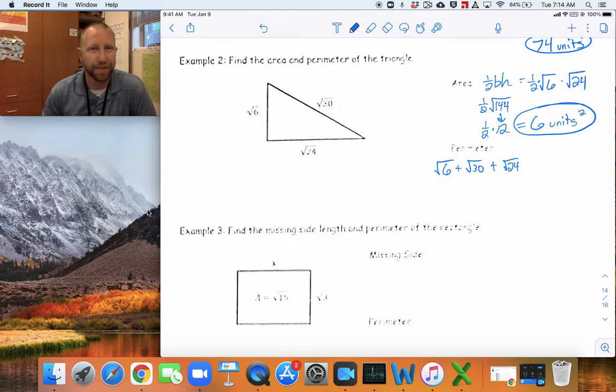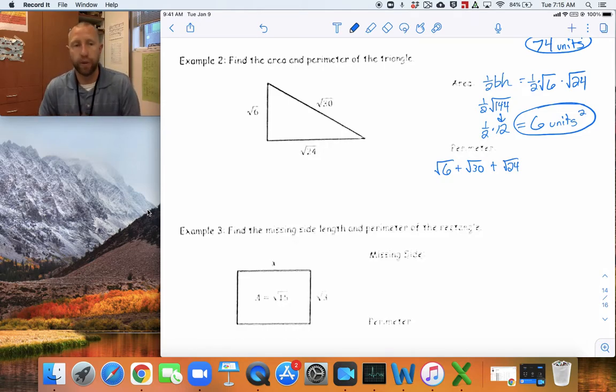The only factors of 6 are 3 and 2, and 6 and 1, and none of those are perfect squares. So I'll move on to radical 30. For radical 30, I've got 3 times 10, I've got 5 times 6, and I've got 15 times 2. And again, none of those are perfect squares, so I can't simplify that one either.